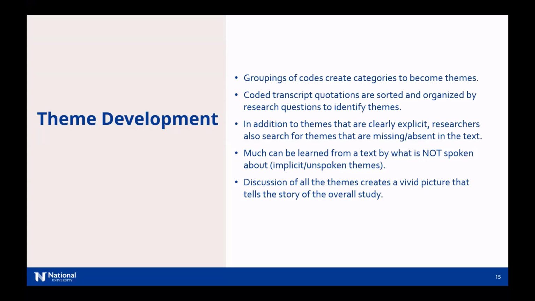In addition to the themes that are clearly explicit, this is a really important point: researchers also search for themes that are missing or absent. In other words, what is not said is actually as important as what is said. Sometimes if there's a glaring omission, or people are not talking about something, that is something to delve into and try to work out why that is not being mentioned or spoken about as much as other things. Because much can be learned from the text by what is not spoken about, which become your implicit or unspoken themes. And most studies do have implicit or unspoken themes.